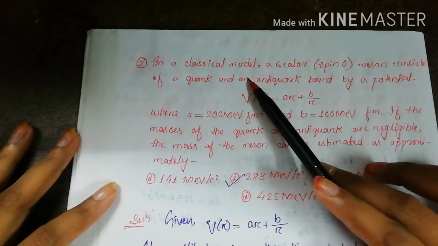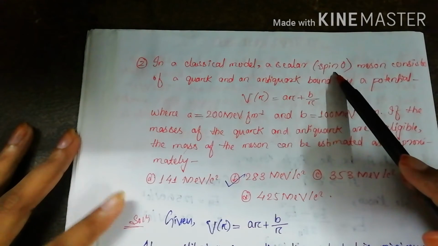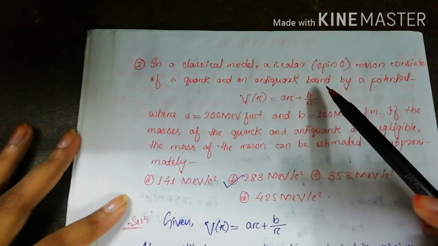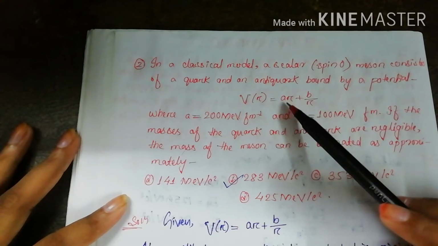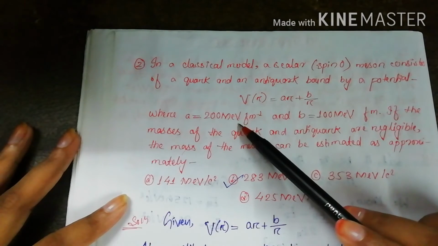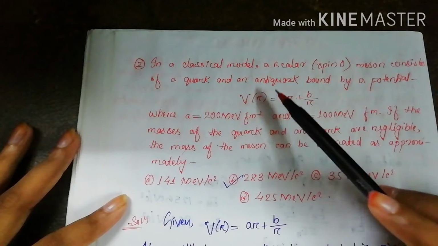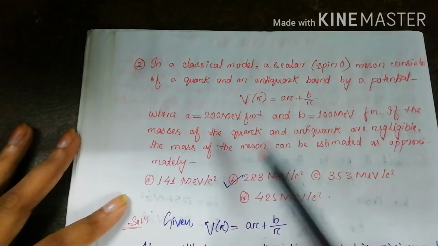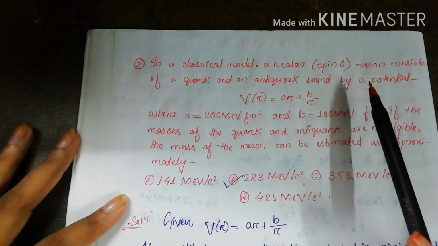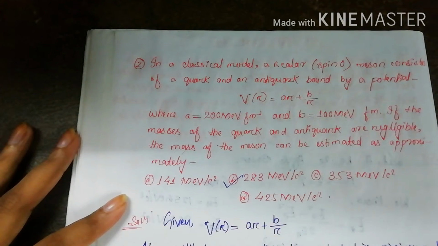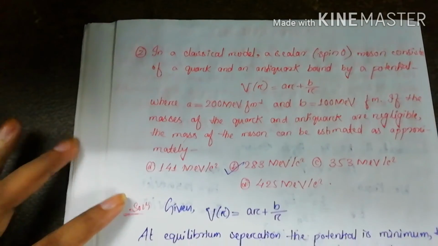So in this question we will see, in a classical model, a scalar meson with spin 0 consisting of a quark and an antiquark, and this quark and antiquark are bound by a potential V equal to AR plus B by R, and the values of A and B are given here. And if the masses of the quark and the antiquark are negligible, then we are asked to find the mass of the meson, right? And here we have 4 options. Firstly, I would like to say here that these particles will be at a minimum potential at equilibrium. The separation between these particles will be such that the potential is minimum at equilibrium. And whenever we are using this equilibrium condition, then what are we using?